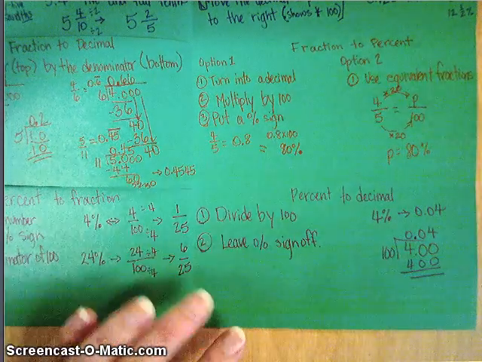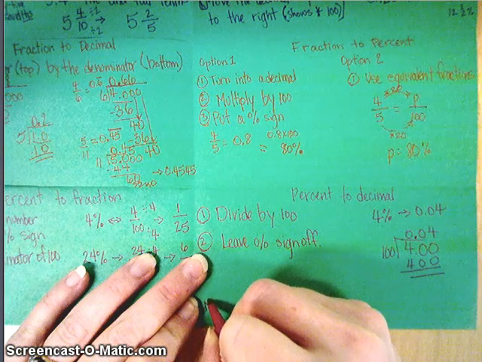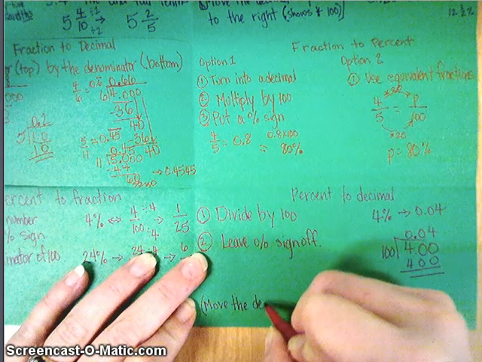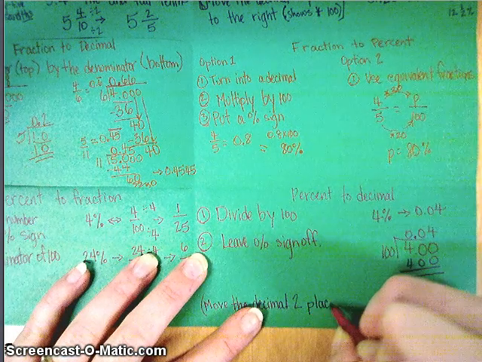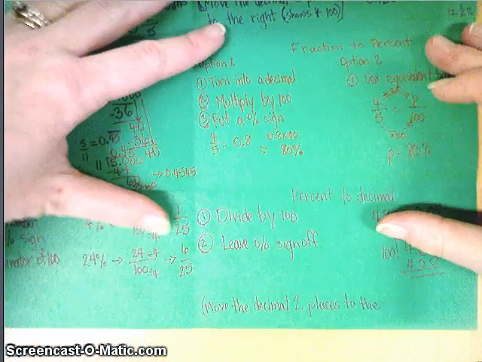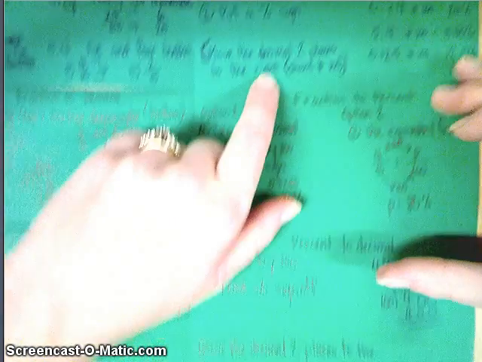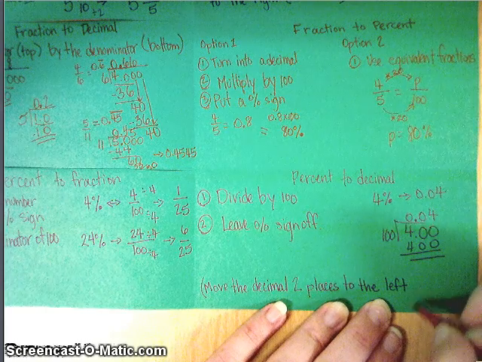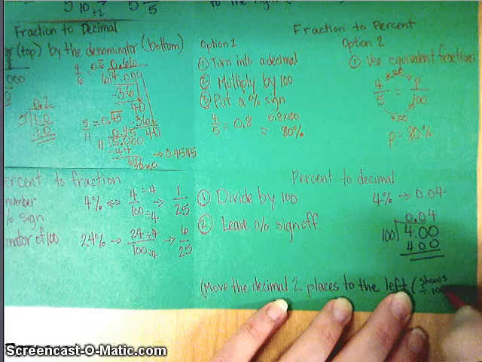Some students have figured out that on this one, move the decimal 2 places to the left, the inverse of this one. And that's showing the dividing by 100.